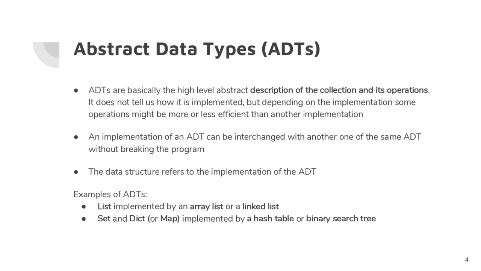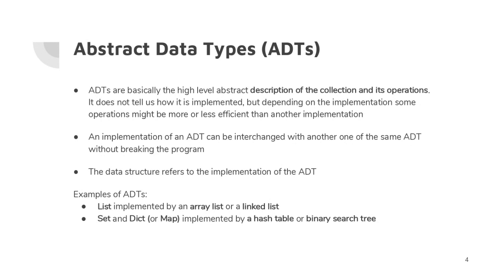Some examples: a list. You have the list abstract data type, and it can be implemented using the array list data structure or the linked list data structure. These are two implementations. With both implementations, with both data structures, you can do the same set of operations, but some operations will be faster in the array lists, and some operations will be faster in the linked lists.